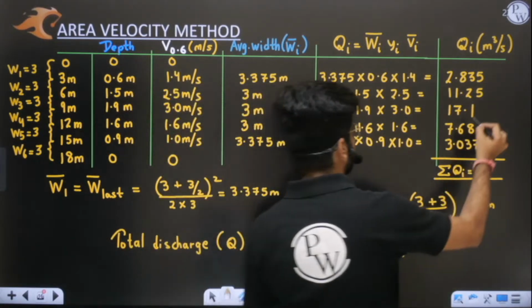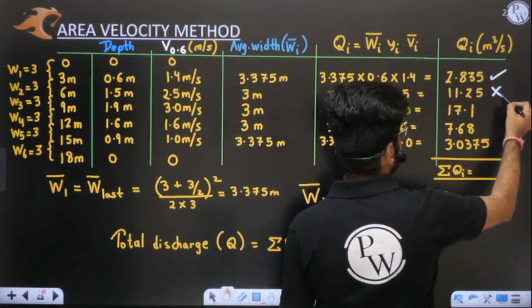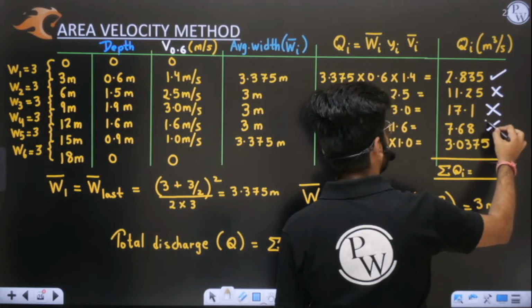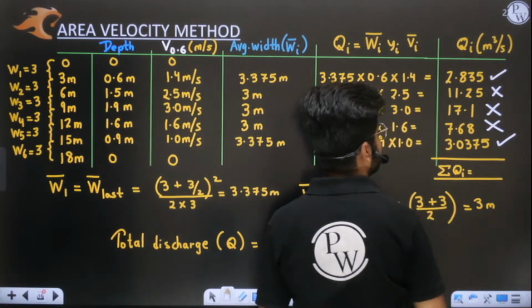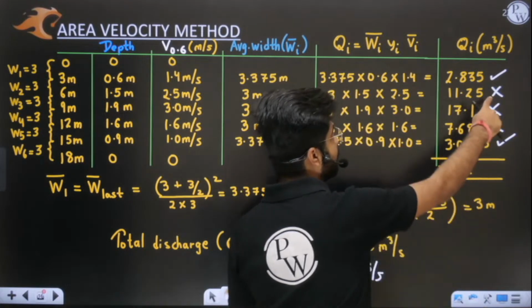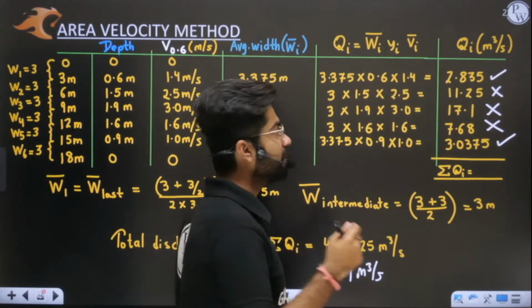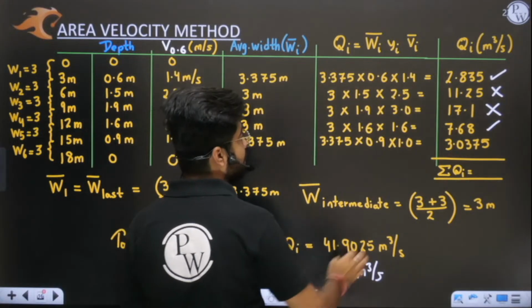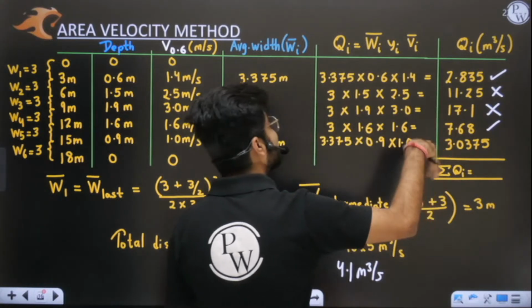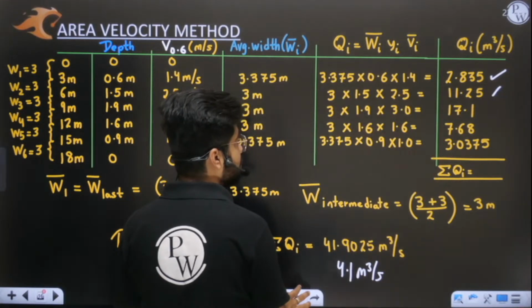Okay, sir. So this is less than 4.1. This is not less than 4.1. This is also not less than 4.1. This is also not less than 4.1. This is less than 4.1. So you can see the second thumb rule is failing here. Why, sir? Because you can see that discharge in these segments is exceeding 10% of the total discharge.